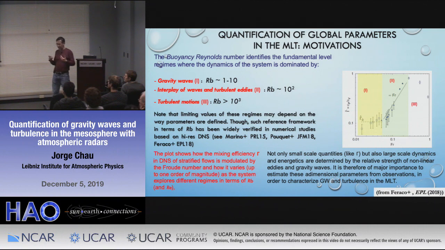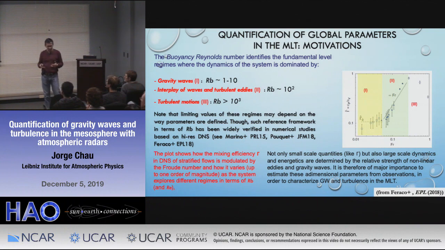in stratified fluids, we are interested in the buoyancy Reynolds numbers. The buoyancy Reynolds number will give us a simple way of differentiating when the different flows are dominant. If the buoyancy Reynolds number is small, 1, 2, it is gravity wave dominated. If it is of order 200s, it will be an interplay of waves and turbulence. If it is much larger than that, it would be turbulent motion. In my second part of the talk, I will show an example of turbulent motion, a Kelvin-Helmholtz instability, showing this type of parameter.